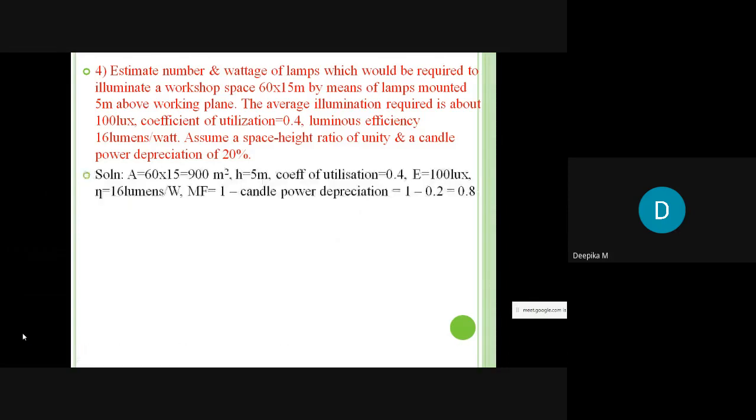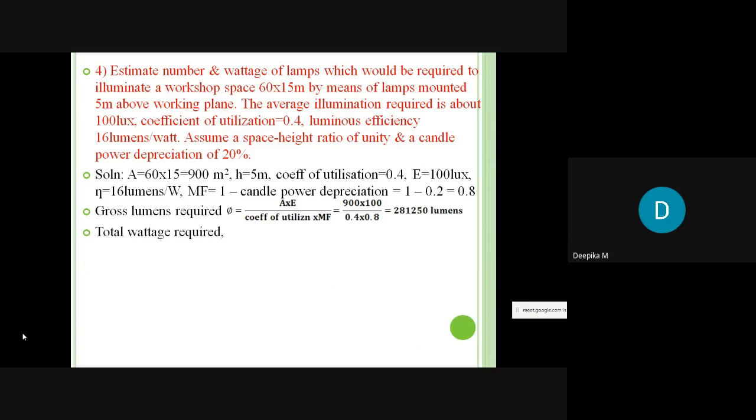First of all, you list out all the data. Then gross lumens required is A into E divided by UF into MF. So A into E divided by coefficient of utilization into MF is 900 into 100 divided by 0.4 into 0.8, which is 2,81,250 lumens. Next, we need to calculate the total wattage required. So total wattage required is what?